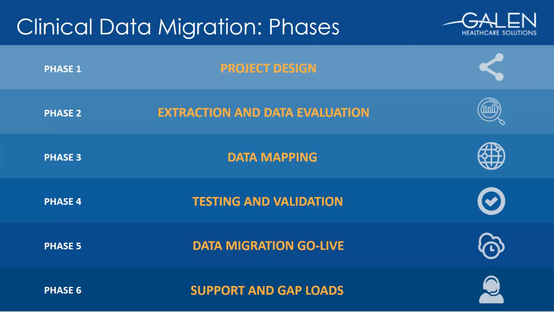Now let's take a look at the phases of a clinical data migration. As stated before, there are 6 phases. First, the project design. Second, extraction and data evaluation. Third, data mapping. 4, testing and validation. 5, data migration, go live. And 6, support and gap loads at the end of the project. For the remainder of the presentation, we'll be going through each phase in detail, looking at the action items and considerations for each.